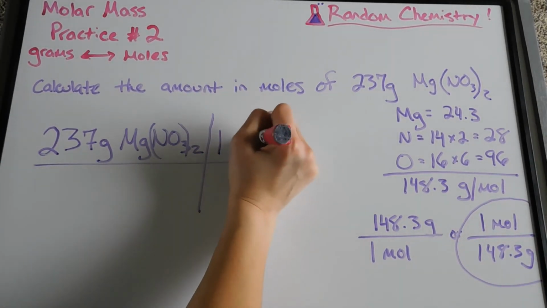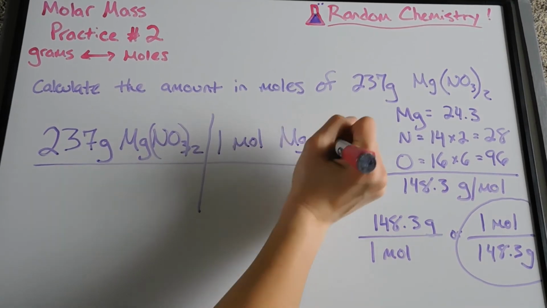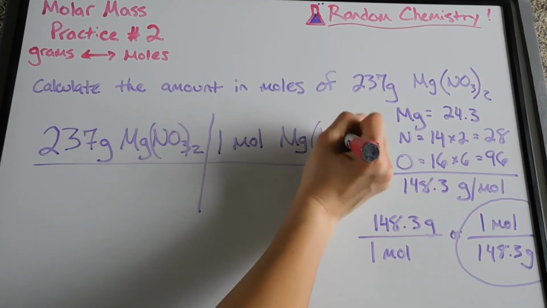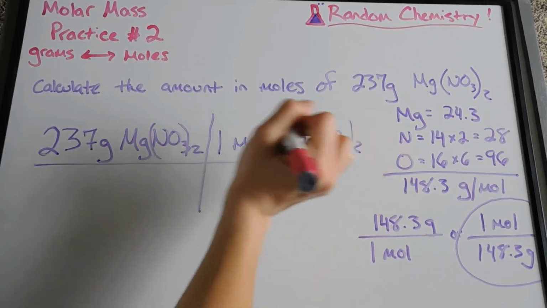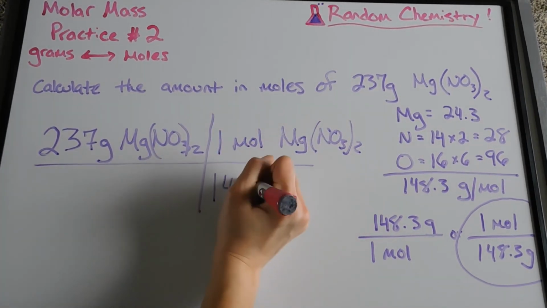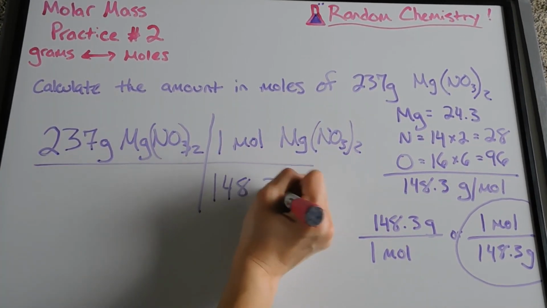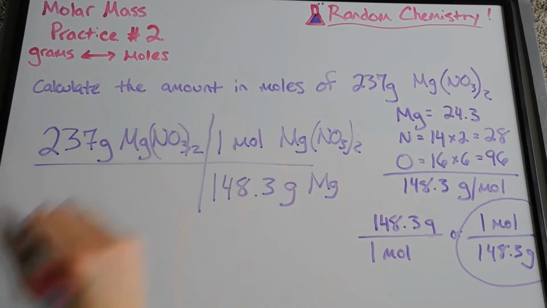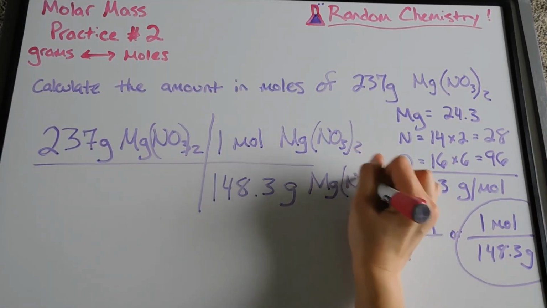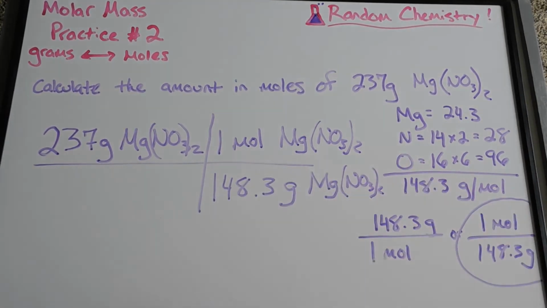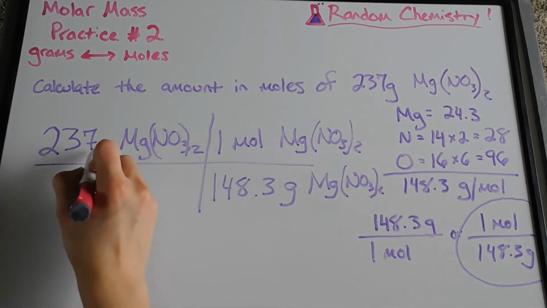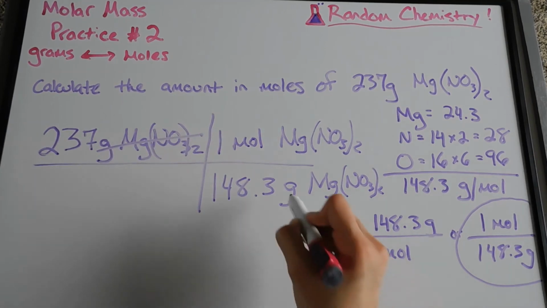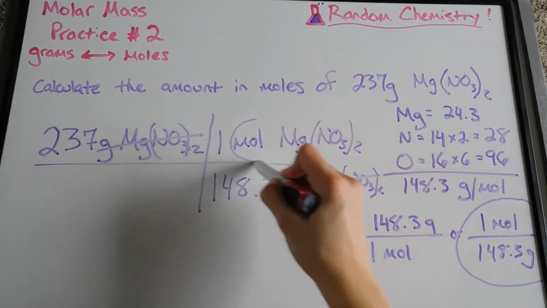1 mole of magnesium nitrate is equal to 148.3 grams of magnesium nitrate. My grams cancel, so that leaves me with moles.